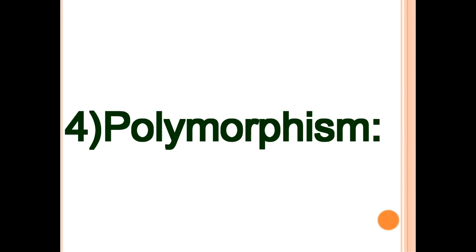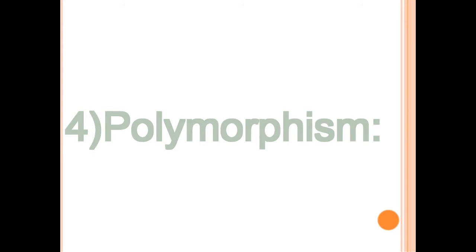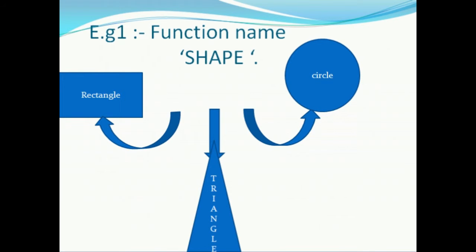Fourth point is polymorphism. This means once you define a function, you can use that function differently in the real world, and your internal interface can share that function internally in different architecture. For example, you have a function named shape, and from the shape function you can draw a circle, triangle, rectangle, etc. Means your function name is one, but in the real world you can use that function in different ways.